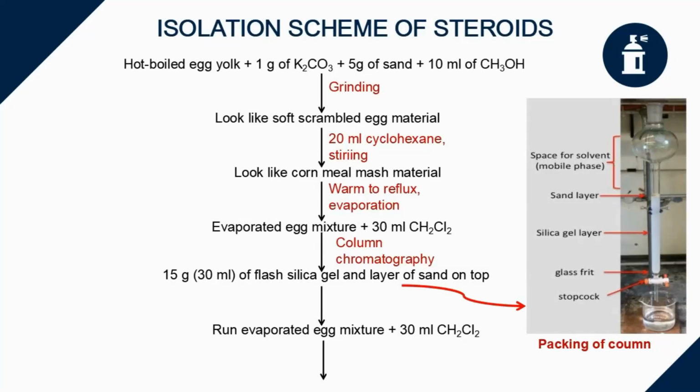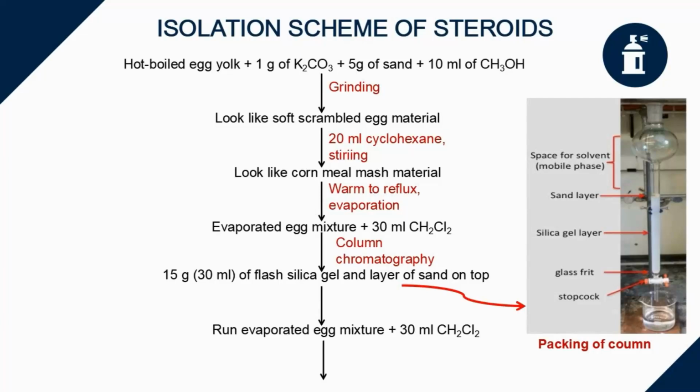After that, we will take the cornmeal mush material. The whole material is then subjected to reflux and evaporation. After evaporation, we will get the evaporated egg mixture in which we will add 30 ml of methylene chloride. Now, this material is subjected to column chromatography in which we will take 15 grams of flash silica gel and a layer of sand on the top. So, the column is packed.